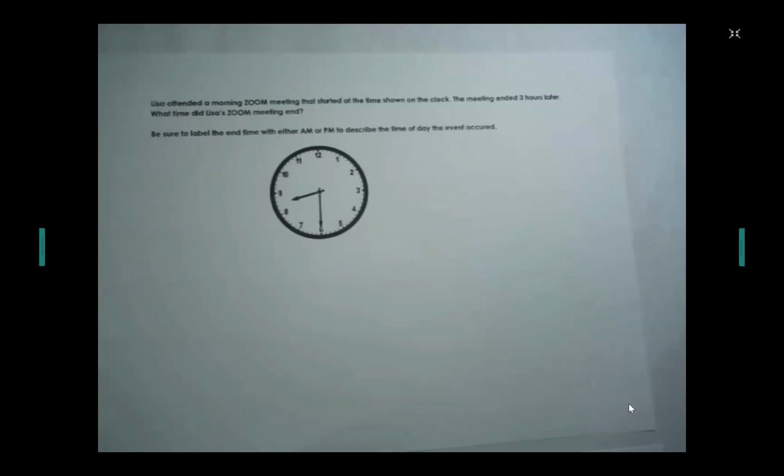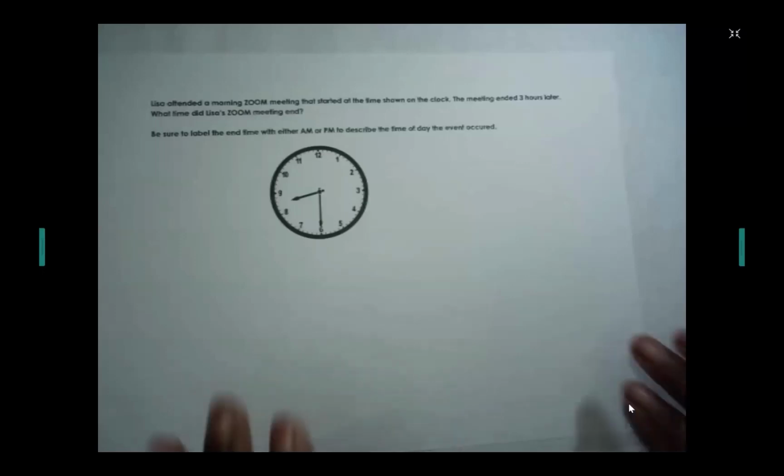So I can see in this problem, making sense of what's happening, Lisa's attending a Zoom meeting, and I am going to have to look at the clock to determine the time her meeting started. It says the meeting ended 3 hours later. That's telling me that the meeting lasted 3 hours. And I need to find out what time Lisa's Zoom meeting ended, and I need to be sure to label that time with AM or PM to describe the time of day of the event.